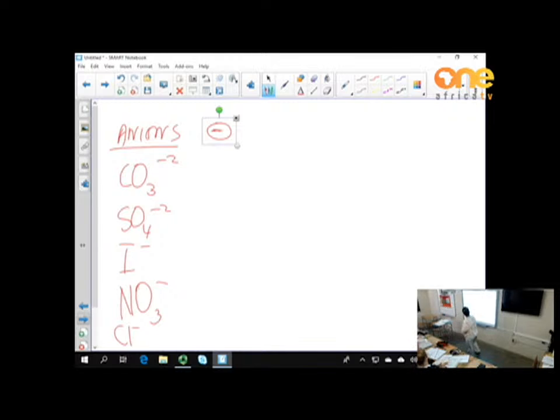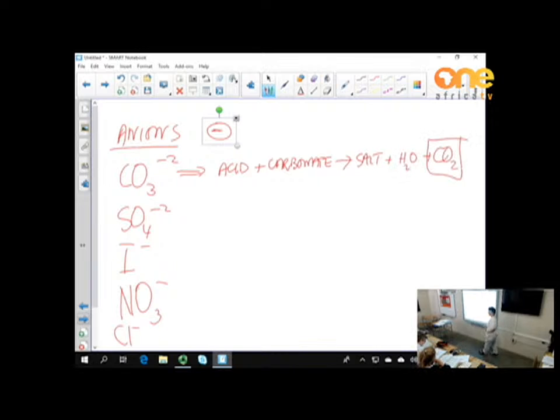All right. The test for carbonate is actually sort of indirect. We know that if we take an acid plus a carbonate, we will get a salt plus water plus carbon dioxide. How do we test for carbon dioxide? Bubble the gas through clear lime water. If the water turns milky, it is carbon dioxide.